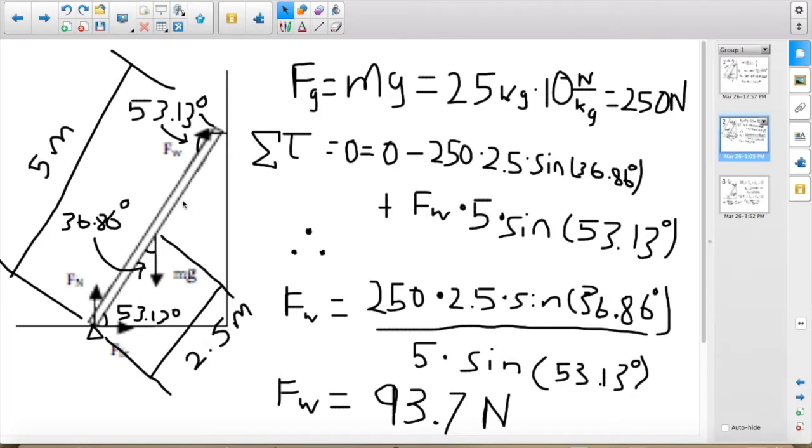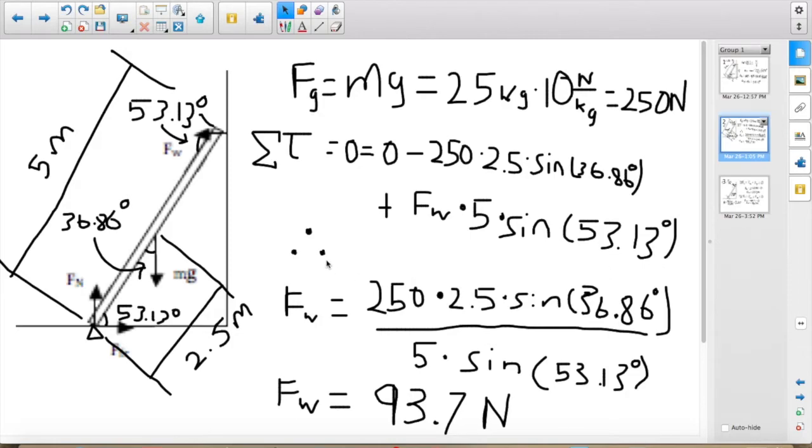Our next torque is the torque caused by the force from the wall. And that one would be positive because it would tend to rotate the ladder counterclockwise. And that would be equal to the force from the wall, which we don't know yet, times the radius from the pivot point, which is the full length of the ladder, 5 meters, times the sine of the angle between the force and the ladder, which is 53.13 degrees.